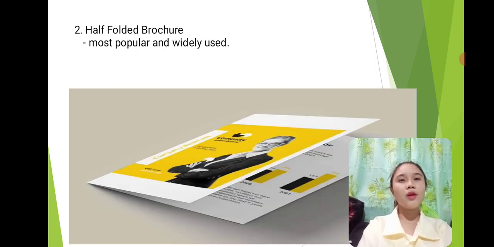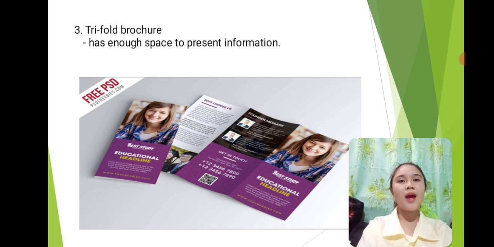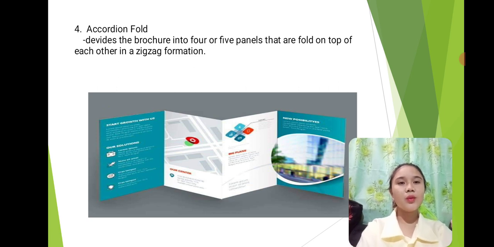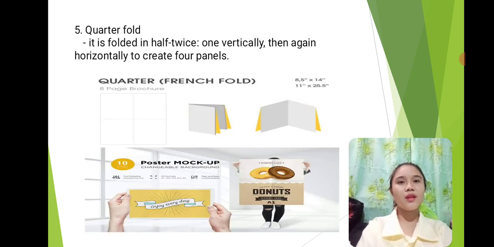Number two, half-folded brochure. It is the most popular and widely used. Number three is the three-fold brochure. It has enough space to present information. Number four, accordion fold brochure. It divides the brochure into 4 or 5 panels that are folded on top of each other in a zigzag formation, like a Z. It helps our reader to read the information in order.